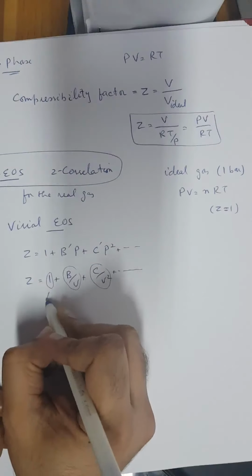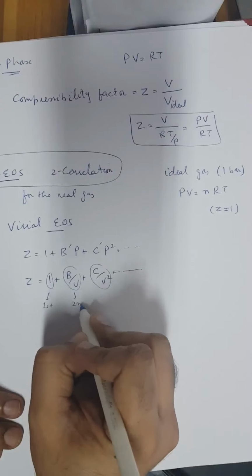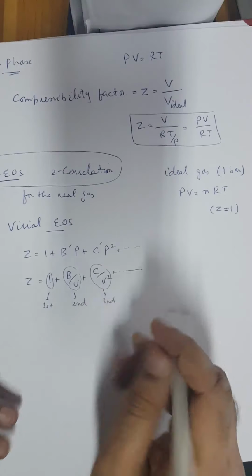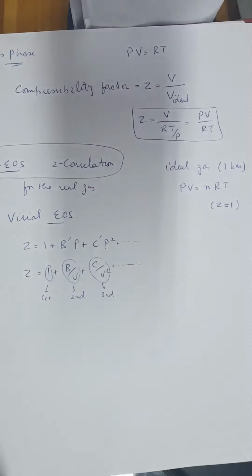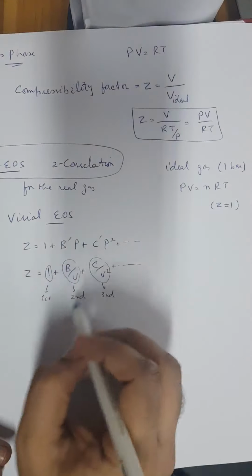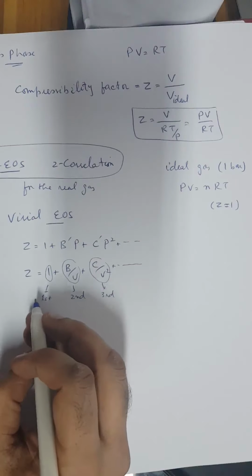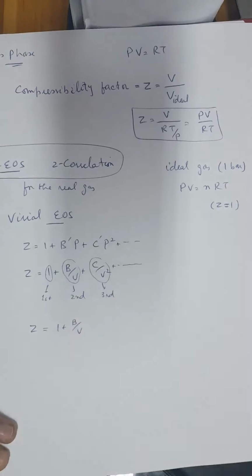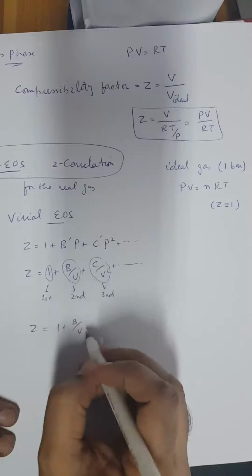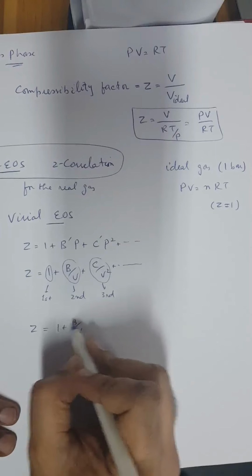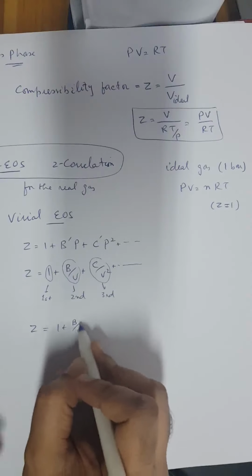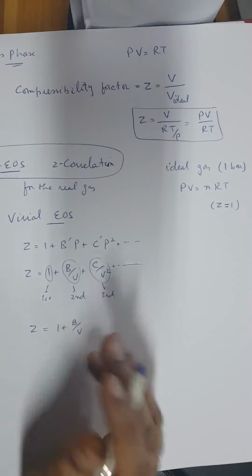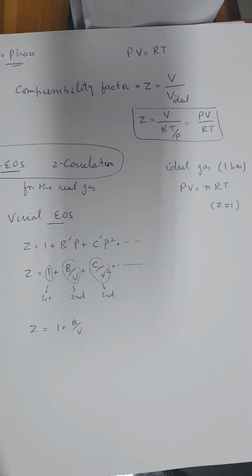So this is the first term, this is the second term, this is the third term. So in your exam, solve the problem using only up to three terms, or truncate your equation to three terms, then you have to use three terms like this. If it is for two terms, then the equation becomes like this. This is only for up to two terms. And of course if you remove this, Z will equal 1, which means ideal gas.